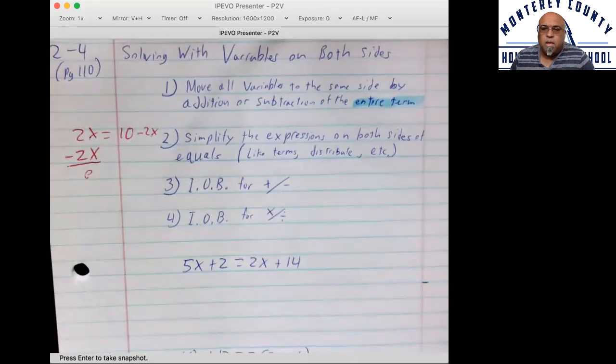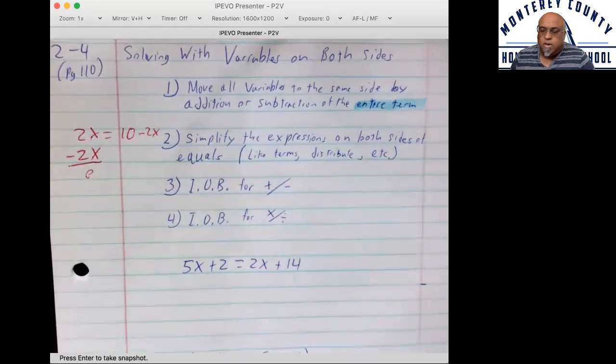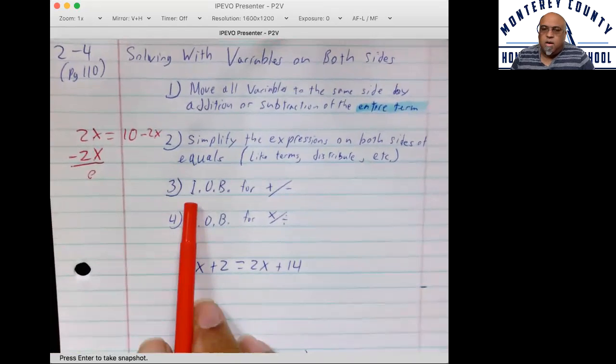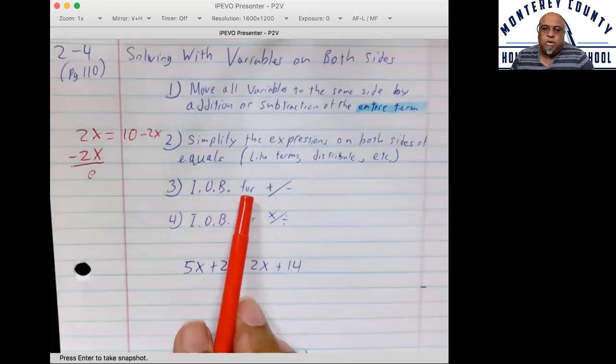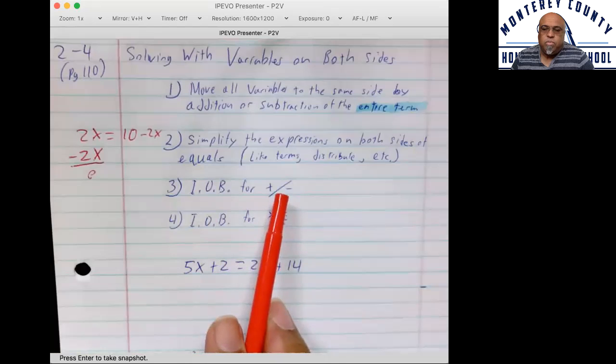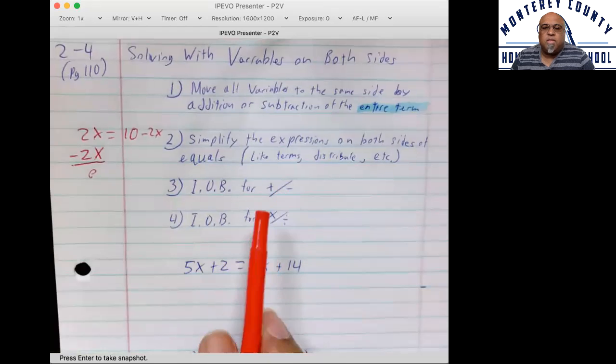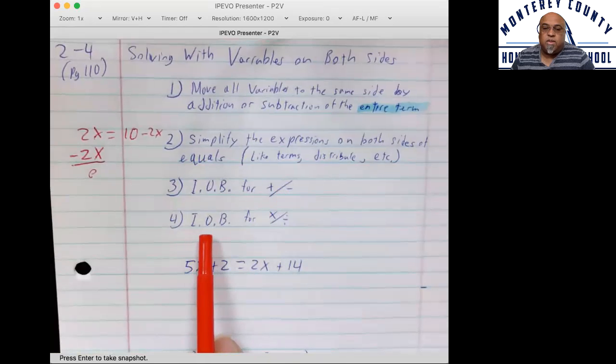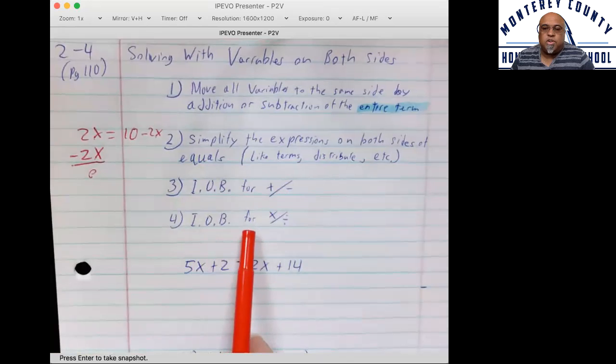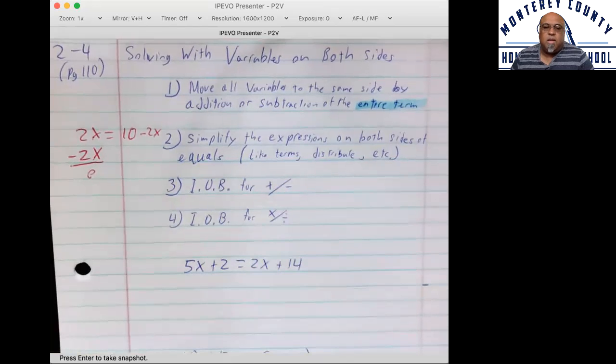Okay, all right, so continuing on, let's go to step 3, IOB, which again is, yep, you're right, Hector, isolate opposite both for addition and subtraction. Remember, we want to do addition and subtraction first with equations. And then step 4 is IOB, isolate opposite both for multiplication and division. And then at that point, you should be done with the problem and have a value for your variable.